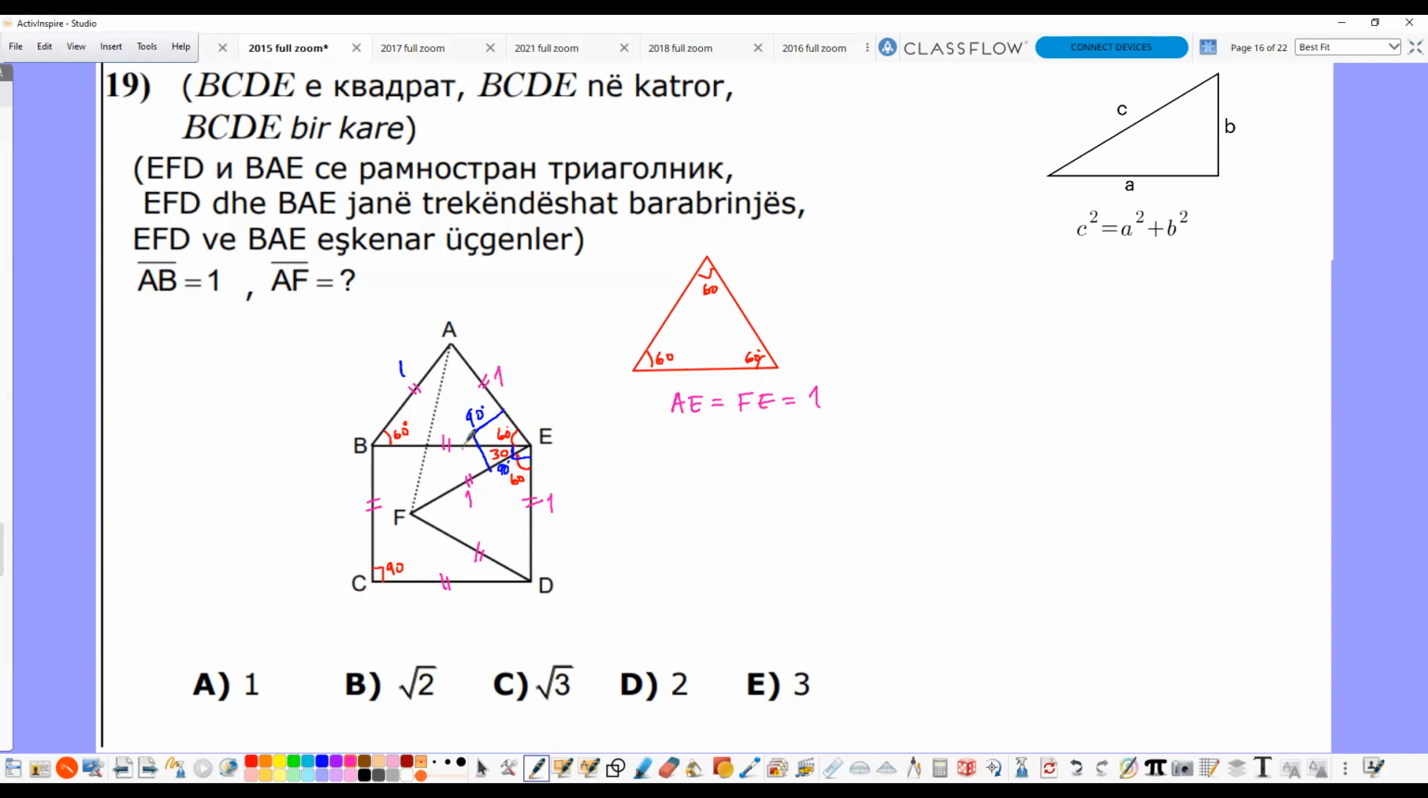If you know this angle is 90 degrees, then by using the Pythagorean theorem, you're going to get this result. 1 square plus 1 square is equal to AF square. It's going to be equal to 1 plus 1, and 1 plus 1 is equal to AF square. And 2 is equal to AF square. To get rid of the square here, you should take the square root of both sides. So root 2 is equal to AF. And here the answer is root 2, which is B.